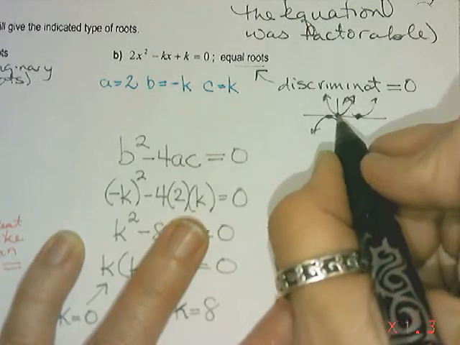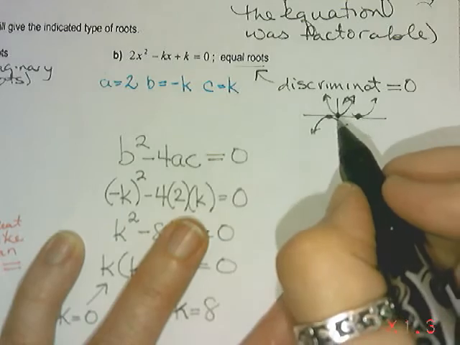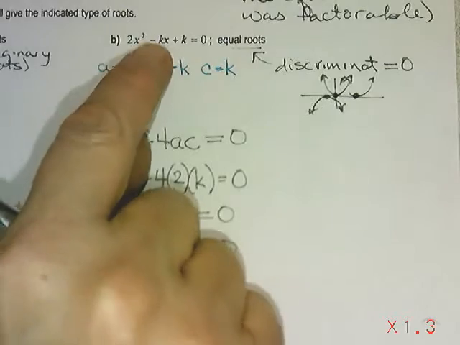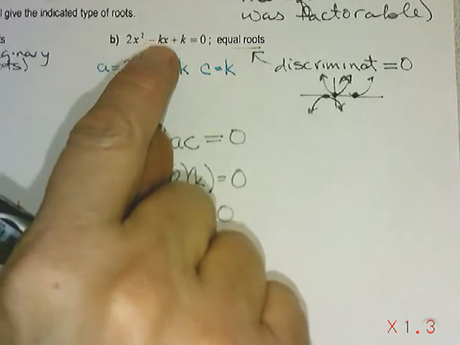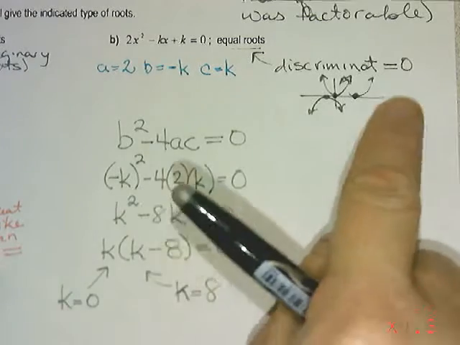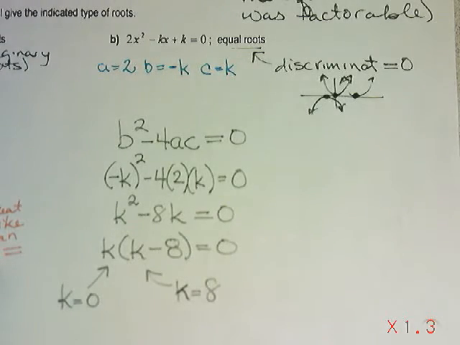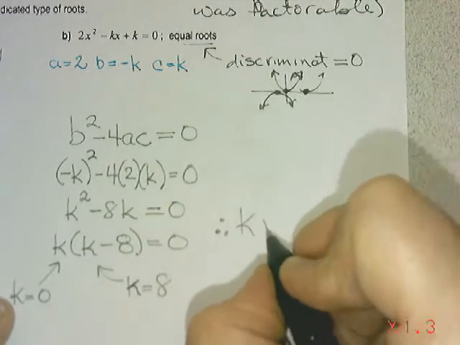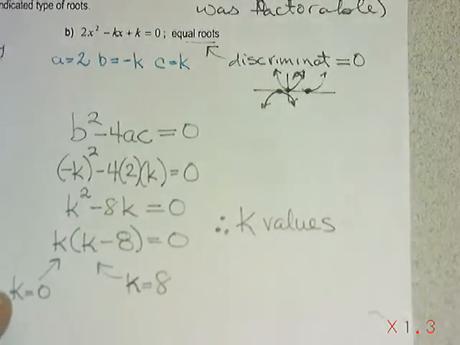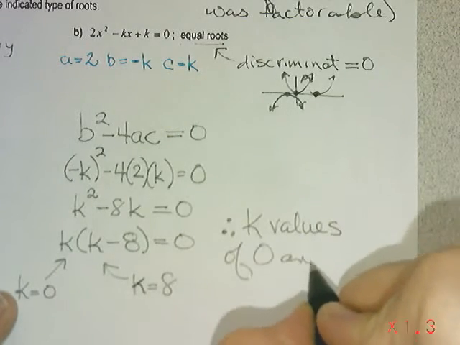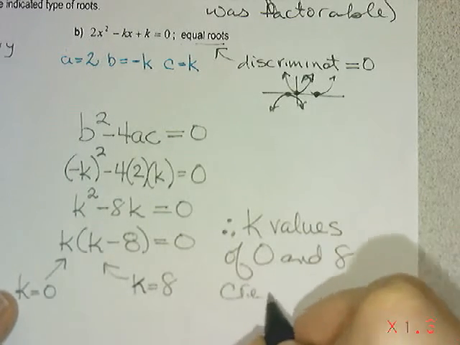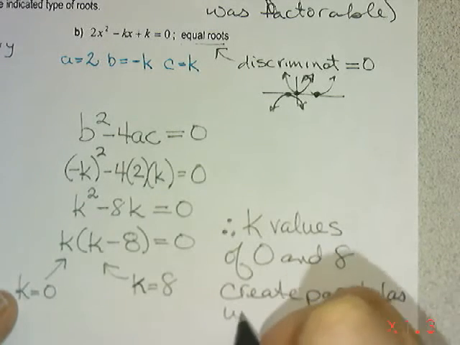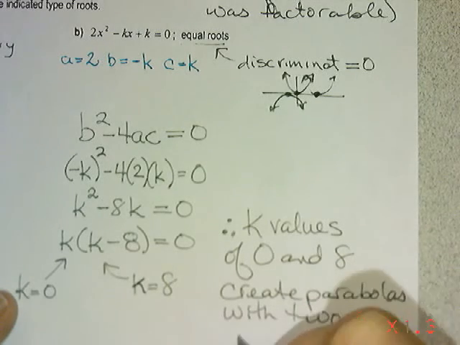I would have a parabola with a vertex on the origin, 2 real roots right on top of each other. Or if I put an 8 in there, I would get 2x squared minus 8x plus 8. That would also create a parabola that had a vertex on the x-axis with 2 equal real roots. So therefore, I only get 2 k values that make this work. K values of 0 and 8 create parabolas with 2 equal roots.